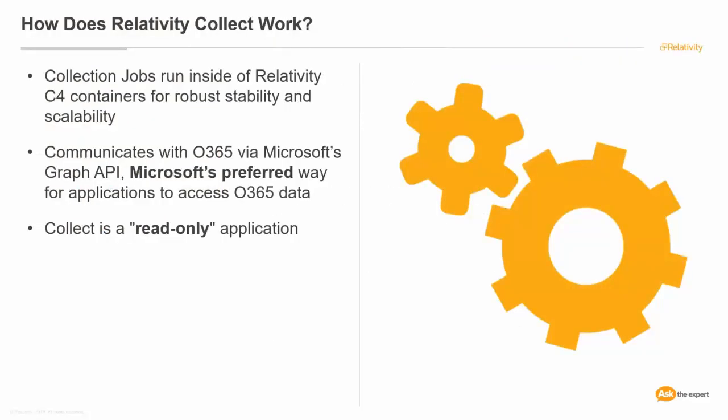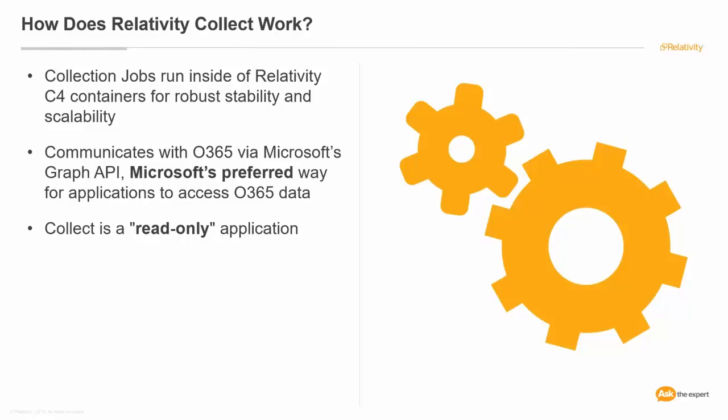All right. How exactly does Relativity Collect work? Well, you heard me mention C4 a moment ago. And really all you need to understand with that is C4 is a container architecture framework that we use to actually containerize and handle our collection jobs. The advantage of using containers for running jobs is that it adds a lot of stability and scalability to what we're doing. So if we have a particular job that fails or has an issue, C4 can automatically pick that job back up and continue working on it.